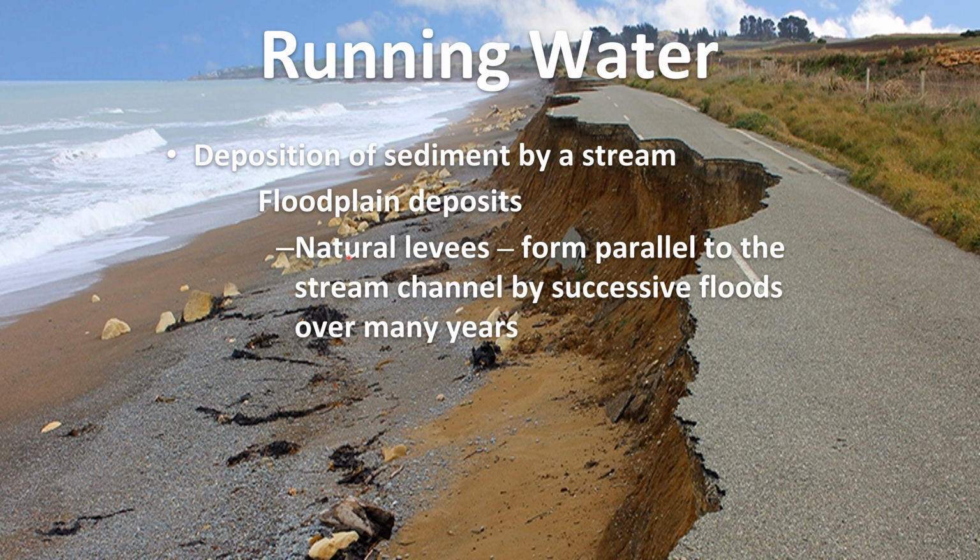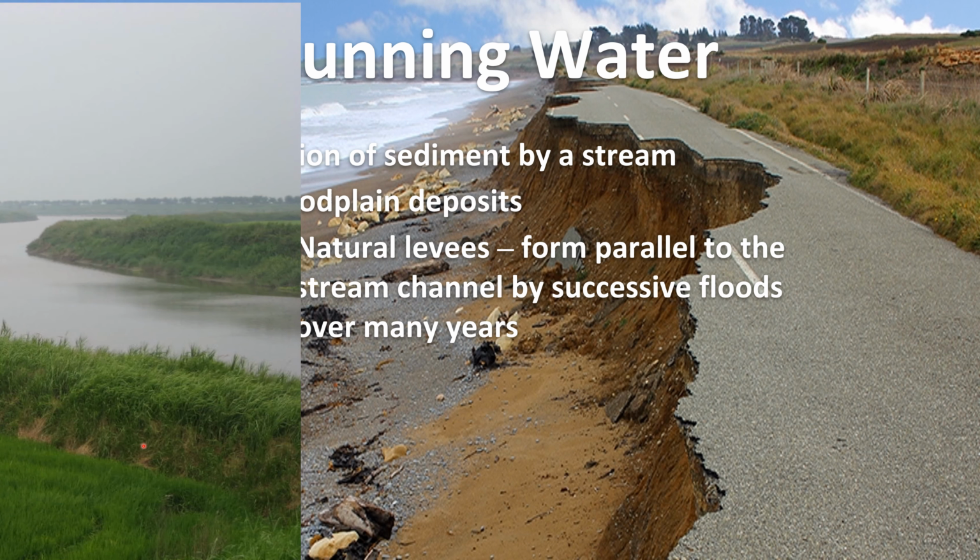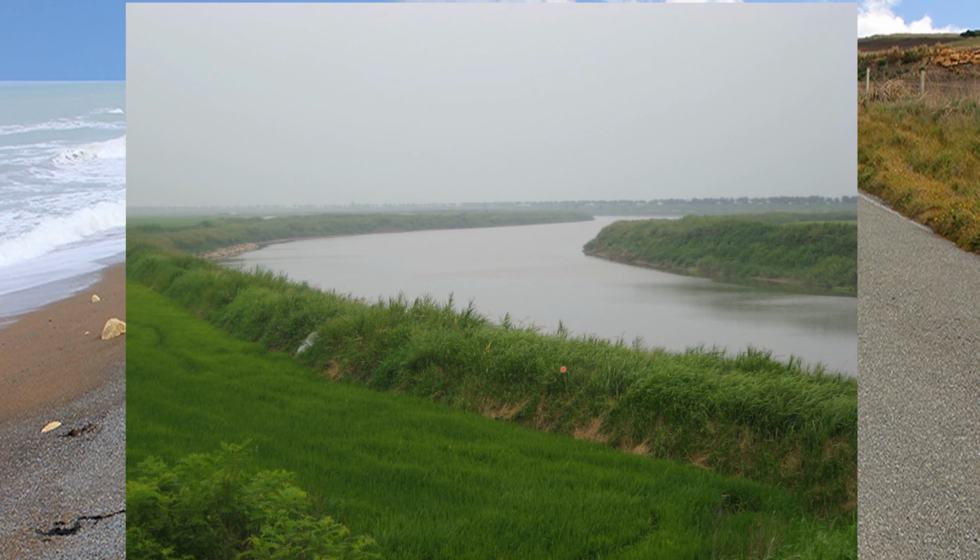Okay, and so what you'll end up getting is something that looks like this. These right here on this side, and a little bit less you can see it on this side, would be a natural levee formed by this particular river. As it overflowed its banks, it would have slowly over the years deposited layer upon layer upon layer upon layer of material, eventually building up these natural levees.